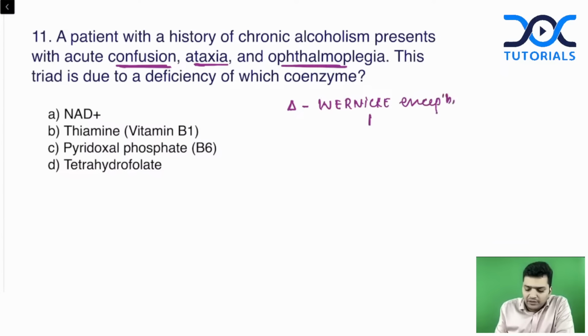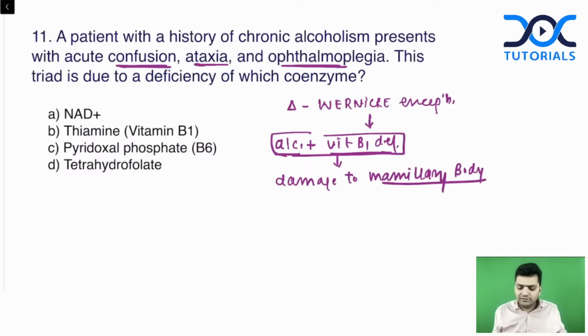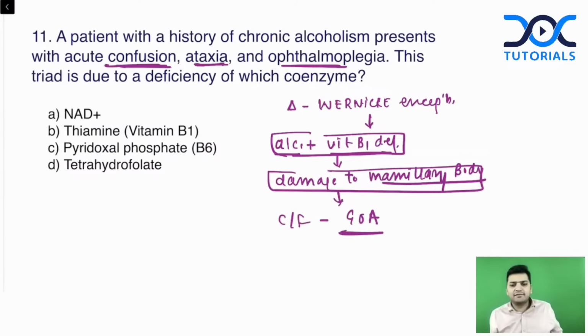Wernicke's encephalopathy is mainly seen in alcoholics who are having vitamin B1 deficiency. If an alcoholic has vitamin B1 deficiency, that will lead to damage to the mammillary body and the dorsomedial nucleus of the thalamus. The mammillary body and dorsomedial nucleus will be damaged, and the patient will develop this classical triad referred to as GOA: global confusion, ophthalmoplegia, and ataxia.